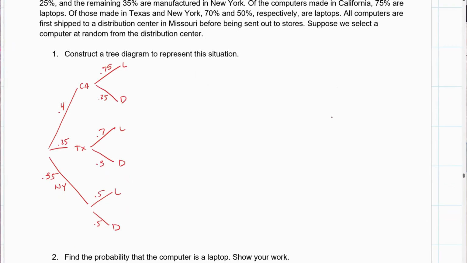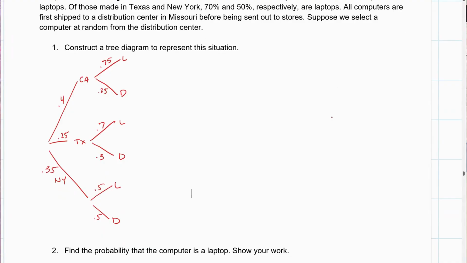Now, suppose we select a computer at random from the distribution. What's the probability that the computer is a laptop? Well, we can calculate the probability of California and laptop. I'll write out this one, which is the probability that it's from California and the probability it's a laptop given that it's from California. 0.4 times 0.75. I did that calculation ahead of time, and that is 0.3.